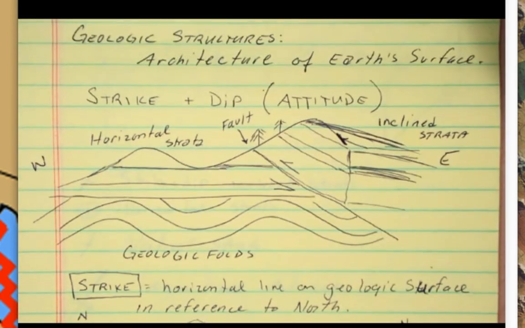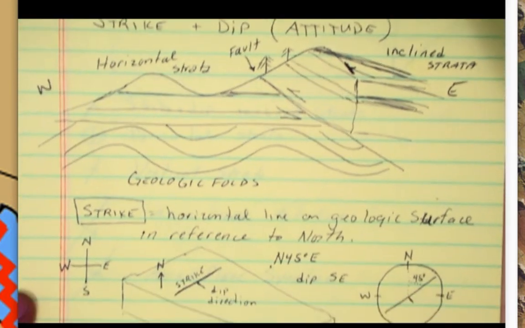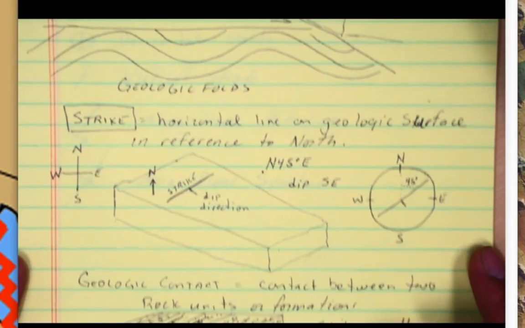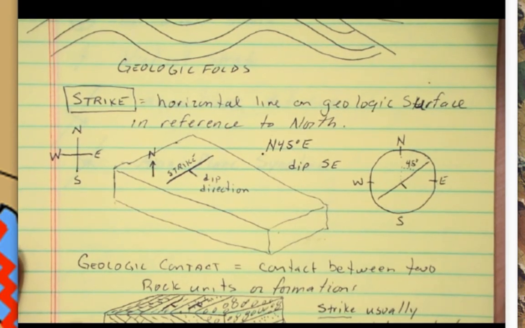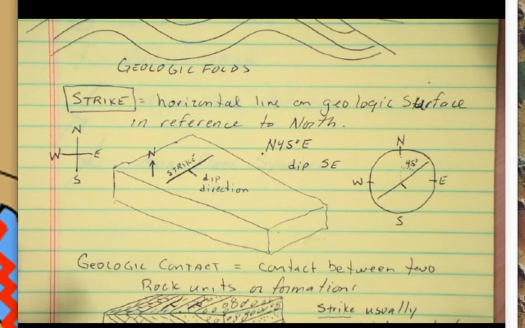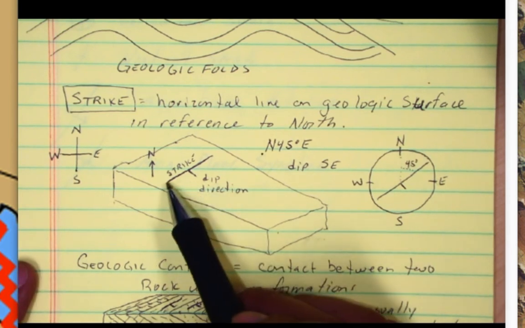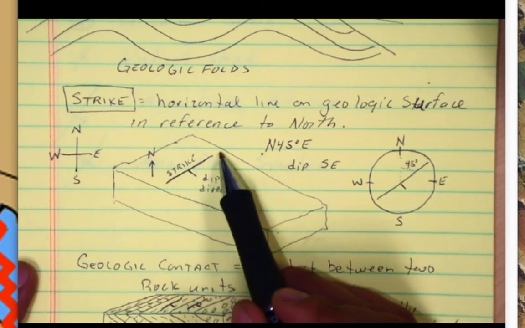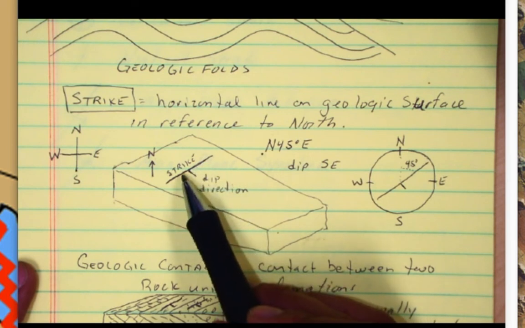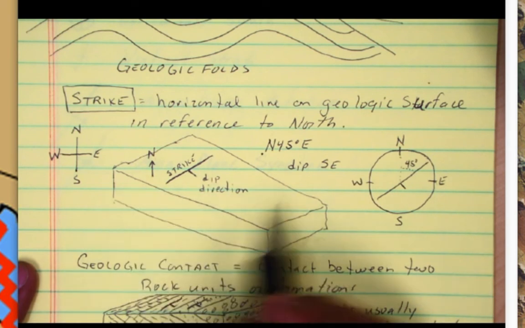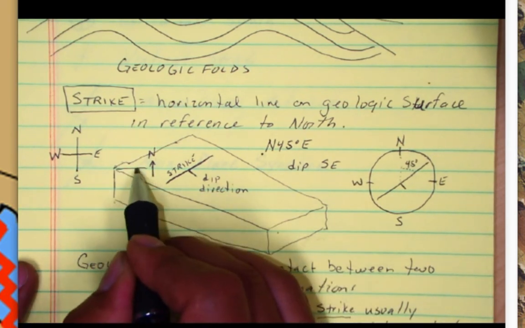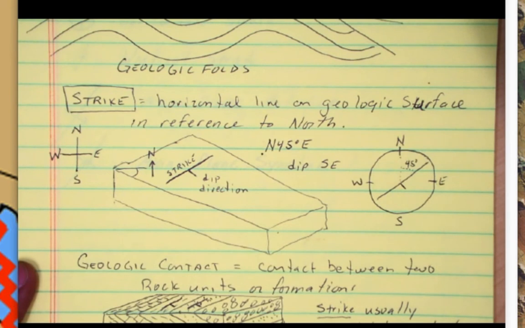In fact, let's first look at the strike, and we'll define what strike is. Strike here is a horizontal line on a geologic surface, and we always have it in reference to north. So it's really a compass bearing, but you always want to reference the northern direction. So here, for example, would be a horizontal line. This is a strike line. And it's dipping back in this direction, because if we could measure from the horizontal, we can measure that dip direction right there, that angle we're trying to measure.